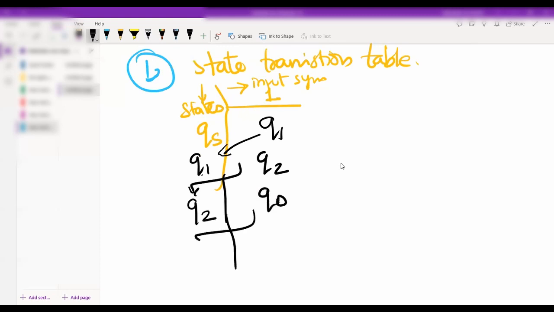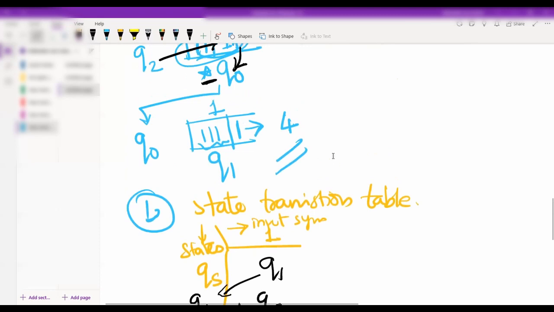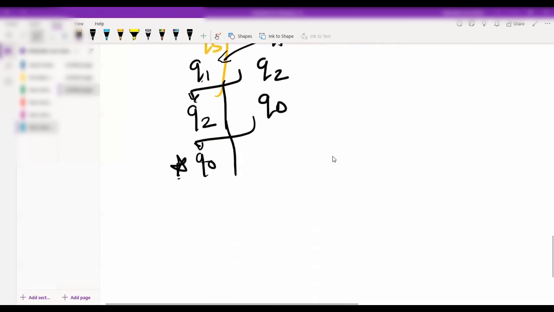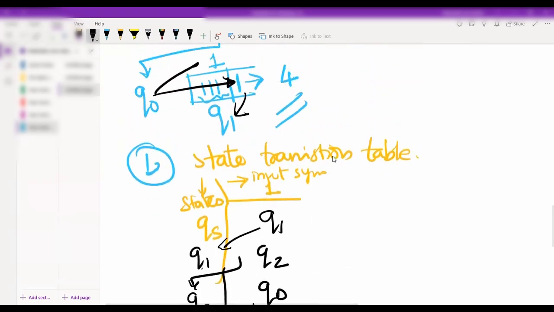So this will now become Q0, and here we have to mark the indication of the final state, that is the star. You have to put a star in front of Q0, which is the final state. Now Q0 on 1, where is it going? Q0 on 1 is going to Q1. So we have considered all the states which are present in your tape method.